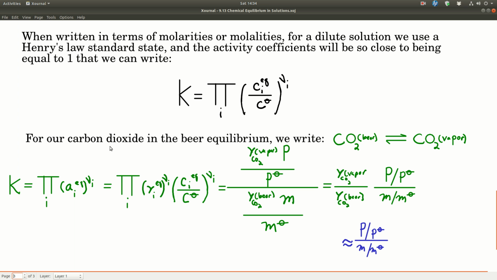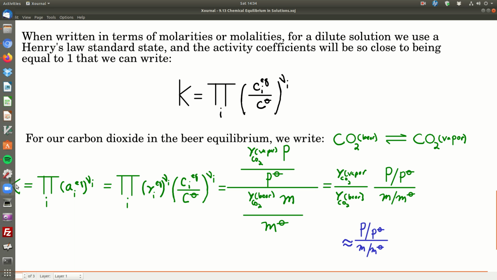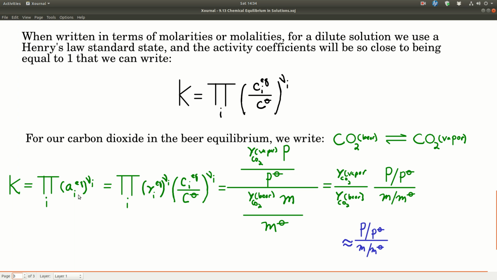So for example, for our carbon dioxide and beer equilibrium we talked about before, which is this one right here, the equilibrium constant looks like this. And here are the coefficients. Carbon dioxide has such a low solubility in an aqueous solution that we can say that it's so dilute that the activity coefficients are all 1. So they become 1 here. And we just get the ratio of the pressure to the molality. Notice that this is the vapor phase, so we used pressure. This is solution, so we used molality. We could have used molarity if we wanted to. And that's that.